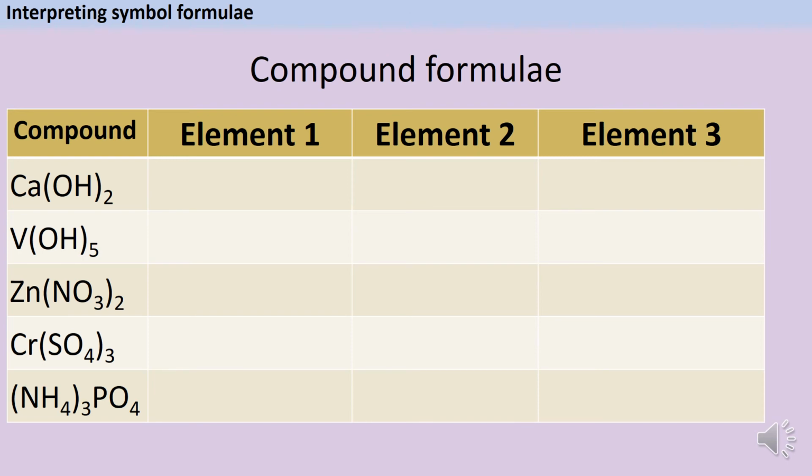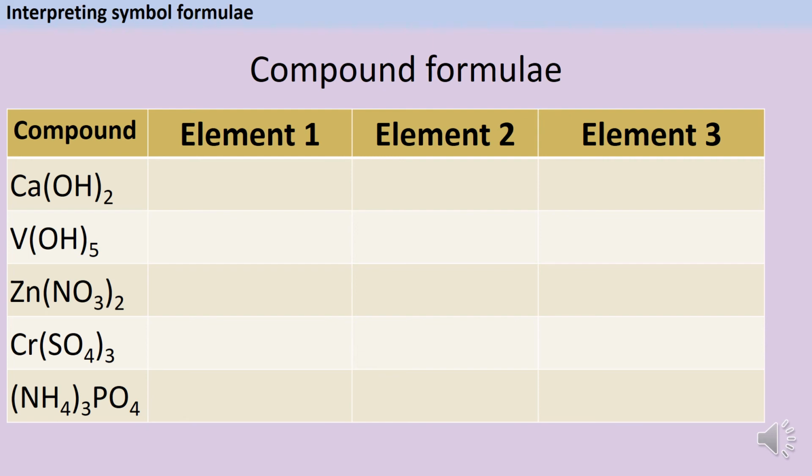Here are 5 symbol formulae of that final type for you to practice interpreting. Remember, the number next to the bracket applies to the entire bracket, and if you're struggling with figuring out how many of each atom type there are, it can often be helpful to just write out the bracket as many times as the number says you should. Pause the video, write down some answers, and when you're ready to check them, press play again.